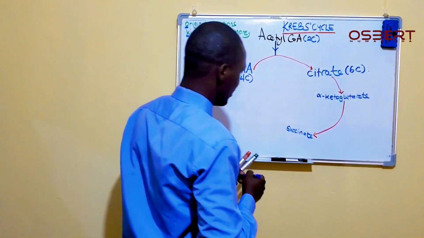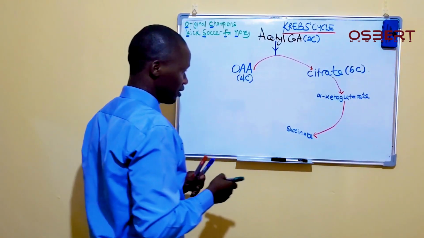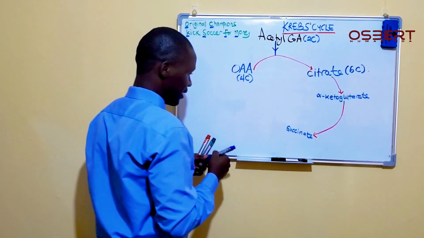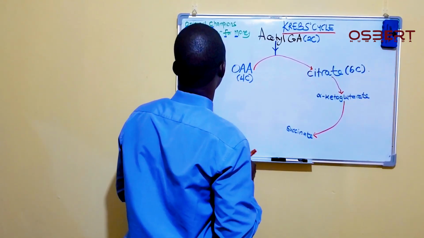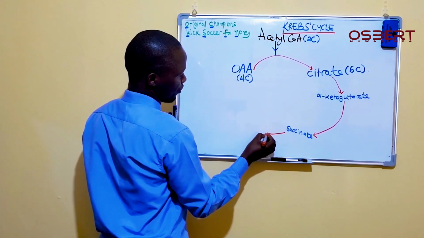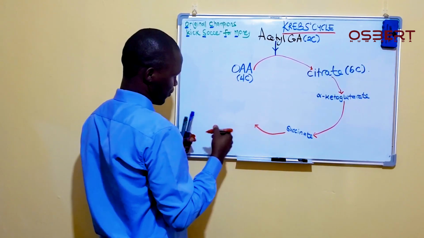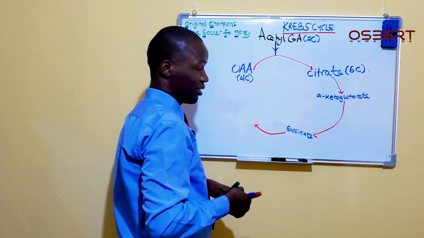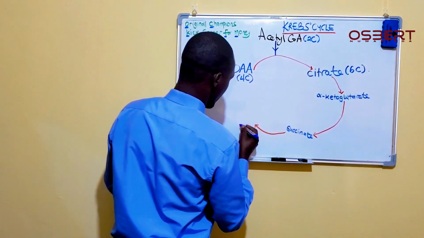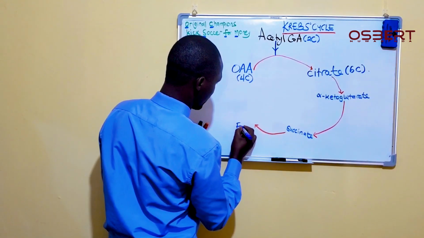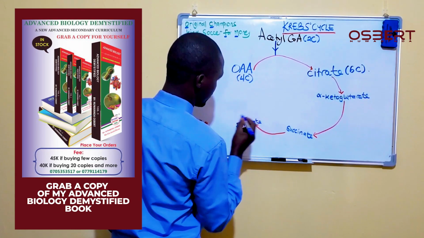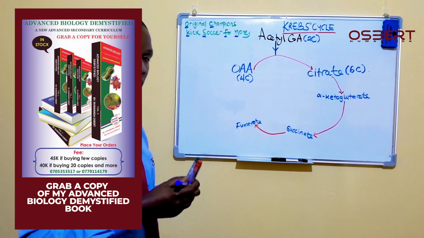Now from here, we go on. This succinic acid or succinate is going to be later turned into what? We now got the F. So the F goes for another molecule, which is called the fumarate, or what you can also call fumaric acid.